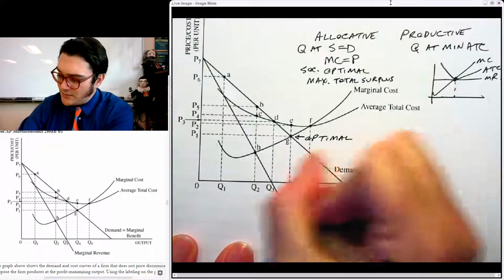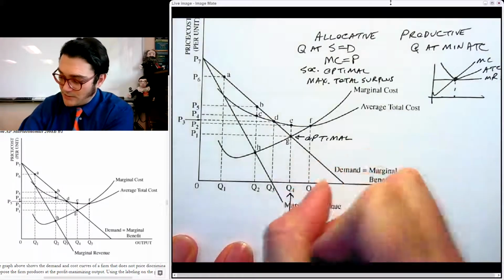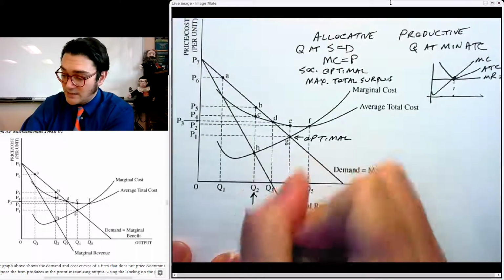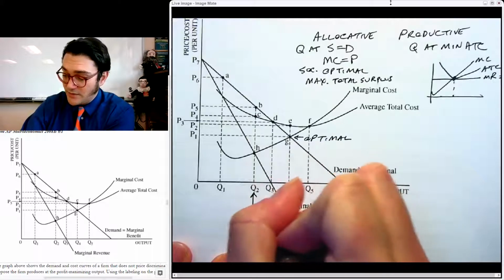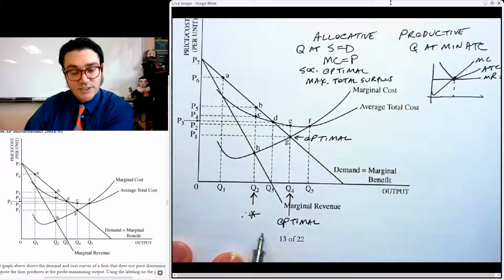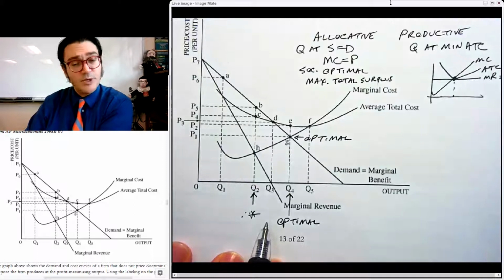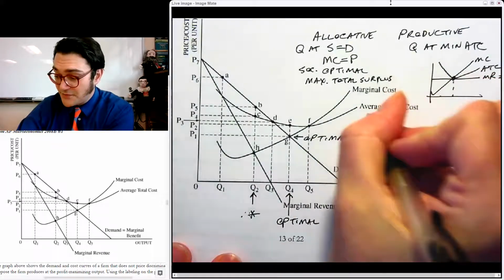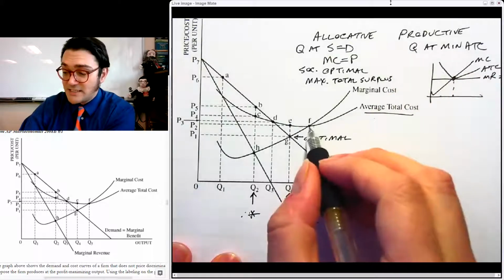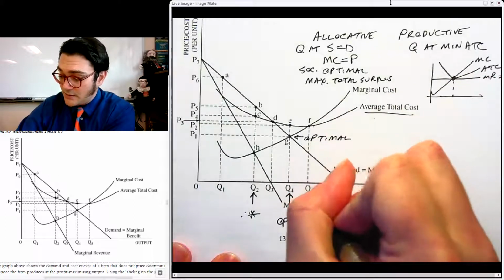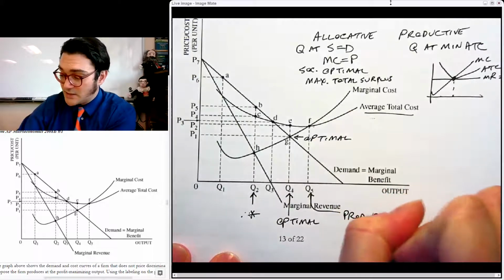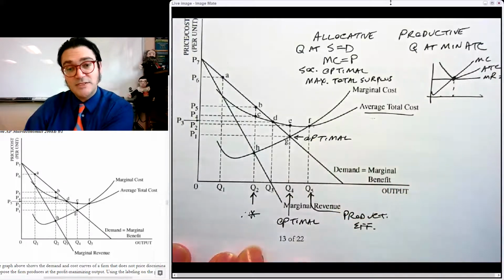But we actually know, so this would be the optimal. I'm going to keep writing optimal so you can see it other places. And this is the actual, the quantity that they will produce is Q2. So they aren't allocative, but are they productive efficient? No, they're not, right? What would be productive efficient? We'll look at the minimum of the ATC. That would be here. So productive efficiency is also not going to be satisfied by this monopolist.